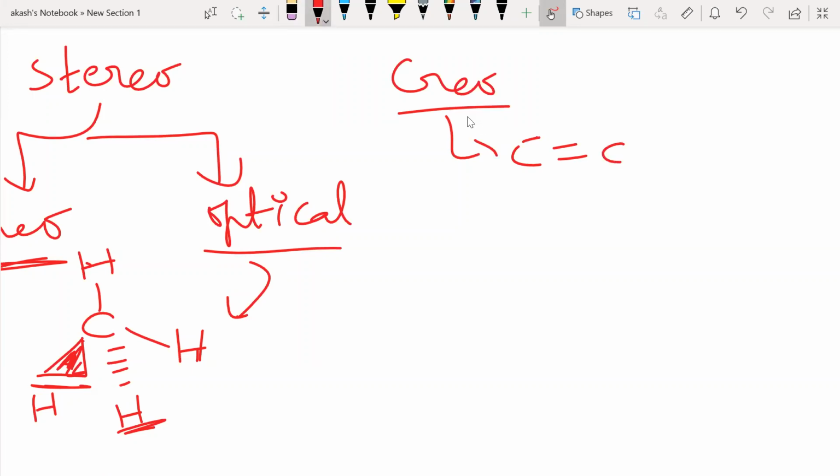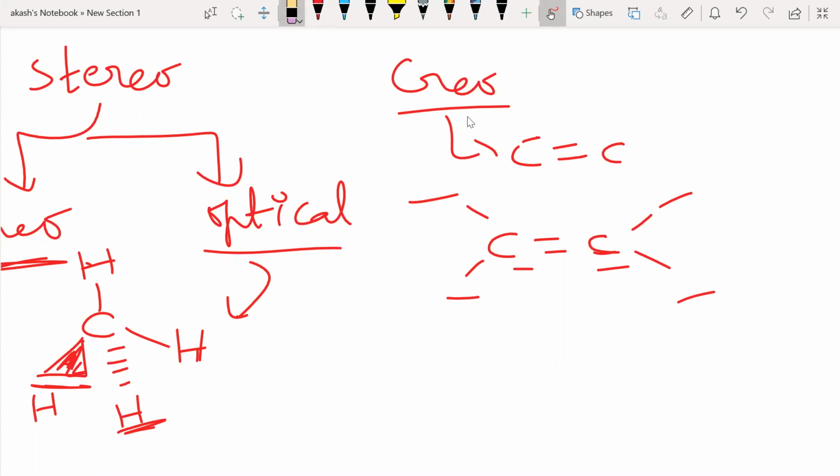So what am I going to do with C double bond C's? Right now, I hope you understand. If I have a C double bond C, for each of these carbon atoms, there will be two more bonds present, isn't it? 1, 2, 1, 2. So it's all going to be the position of these four groups. Whatever I'm going to place here, they will have different orientations.